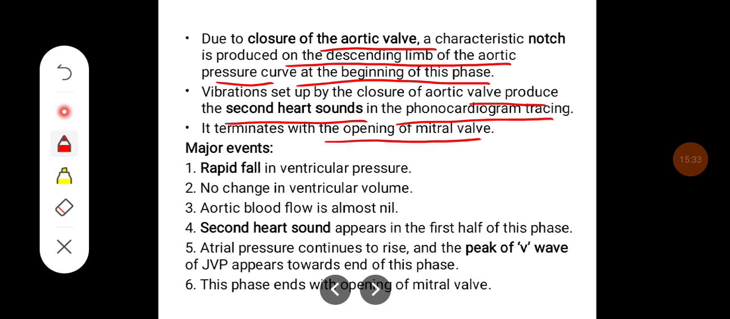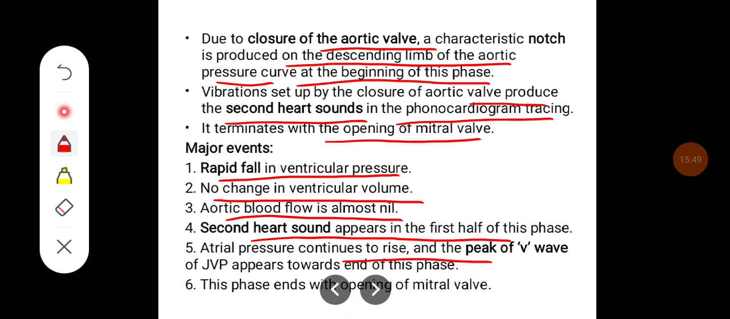The major event that you see here is a rapid fall in the ventricular pressure, but there is no change in the ventricular volume. The aortic flow is almost nil. The second heart sound appears in the first half of this phase. The atrial pressure continues to rise, and the peak of the V wave in the JVP appears towards the end of this phase. This phase ends with the opening of the mitral valve.